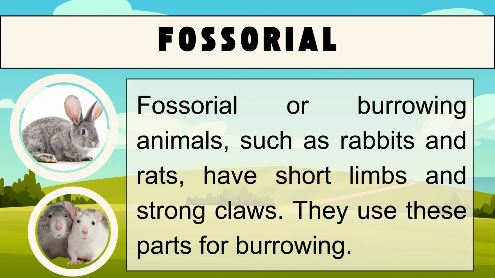Fossorial or burrowing animals, such as rabbits and rats, have short limbs and strong claws. They use these parts for burrowing.